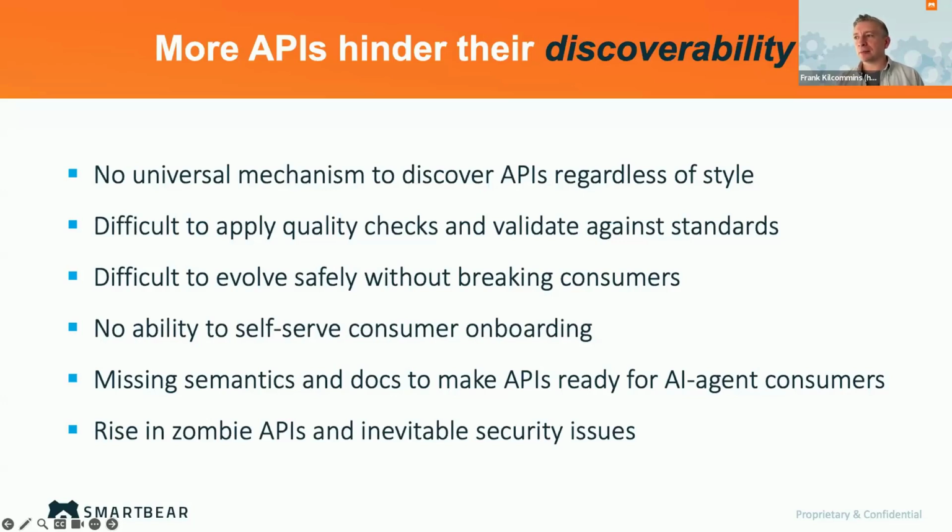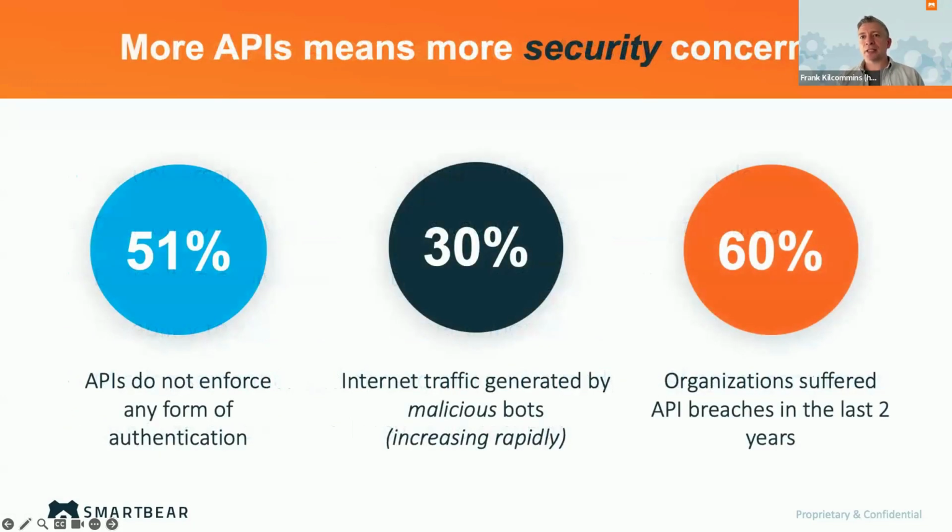So we're seeing the rise in zombie APIs, and that will inevitably cause security breaches moving forward. And security is, of course, a hot topic and becoming a topic that everybody has to consider, especially as we are becoming more digital in everything that we're doing. And some stats here are maybe a little bit shocking to a certain degree, but 51% of production APIs that are out there do not enforce any form of authentication, not even basic auth. So that's quite a concern in general, especially when you marry that with the fact that 30% of API traffic over the last year has been generated by malicious bots.